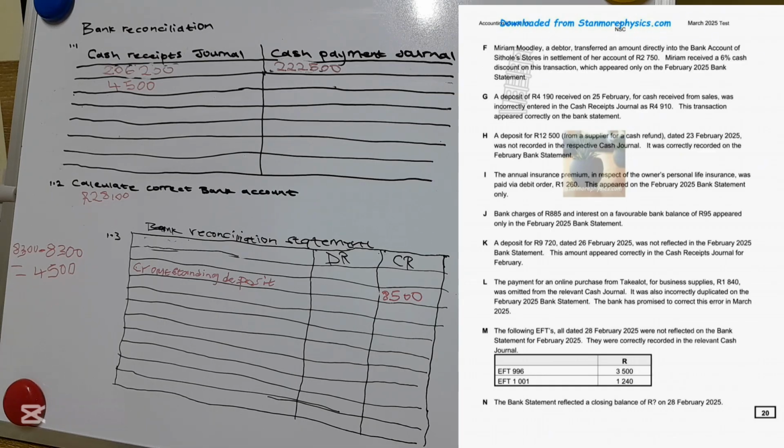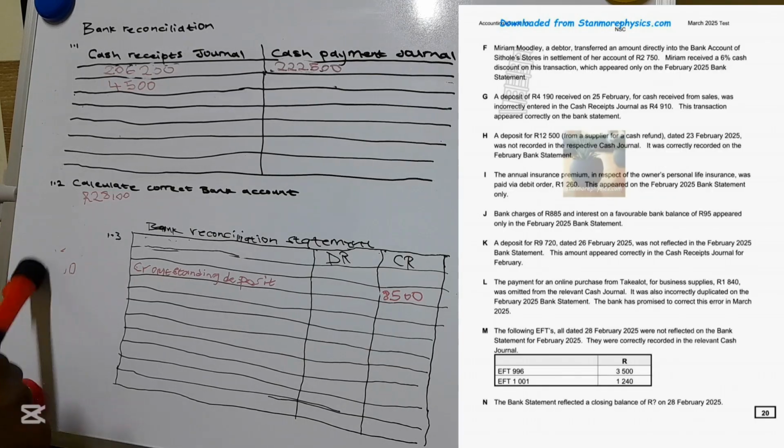So now Miriam Moodley, she was a debtor. So now she's deciding to pay 2,750. And then Miriam received a 6% cash discount on this transaction, which appeared only on the February 2025 bank statement. Miriam received a 6% discount from that 2,750. So now we have to calculate that discount so that we can deduct it from 2,750, meaning that is the amount that we are going to record under cash receipt journal.